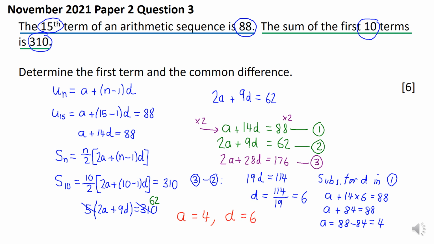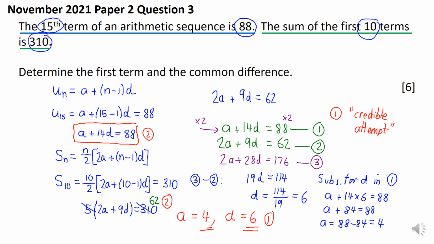So how are the marks distributed? Right, if you get the first equation right, everything correct, you get 2 marks for that. For the second equation being correct, you get another 2 marks. And then you get 1 mark for a credible attempt at solving them. And finally, of course, 1 mark for the answer. And you need to get both of them right to get the final mark.